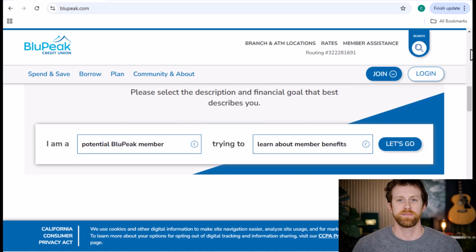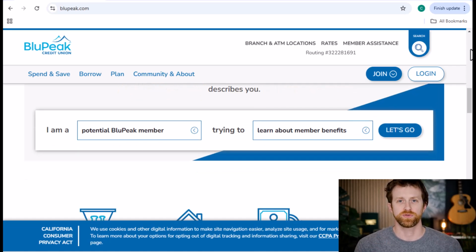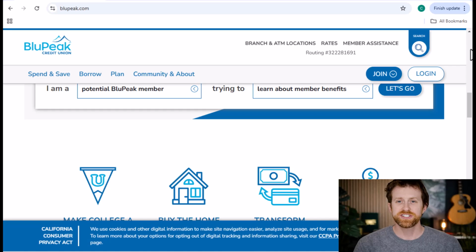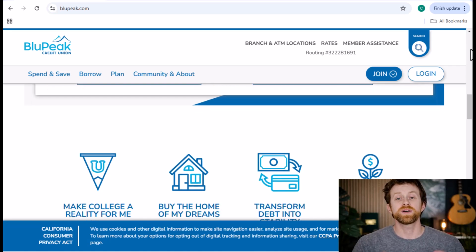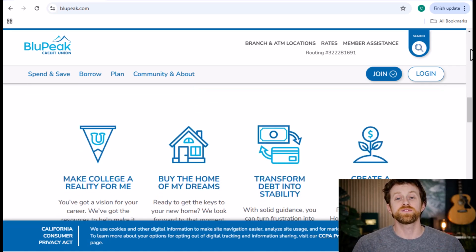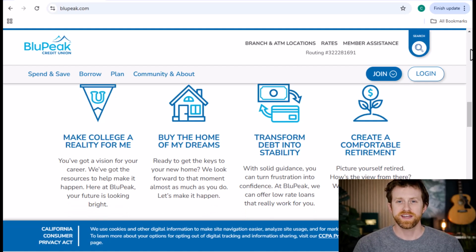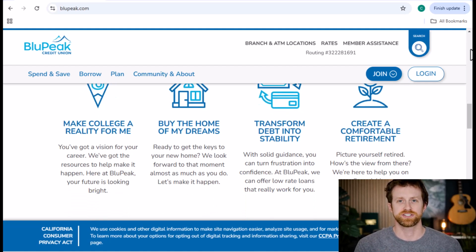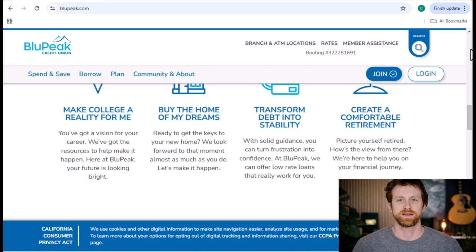Next, be prepared to provide your physical home address. If you have lived at your current address for less than 2 years, Blupeak may also require your previous home address. You will also need to supply your social security number, a current email address, and a reliable phone number.